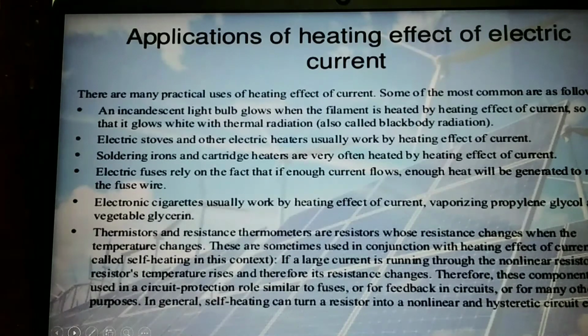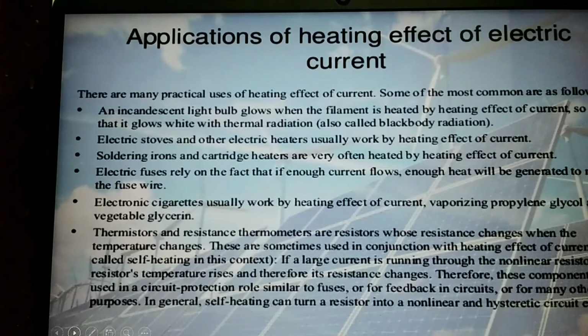Electric stoves and other electric heaters usually work by heating effect of current. Soldering irons and cartridge heaters are very often heated by heating effect of current. Electric fuses rely on the fact that if enough current flows, enough heat will be generated to melt the fuse wire. Electronic cigarettes usually work by heating effect of current, vaporizing propylene glycol and vegetable glycerin.